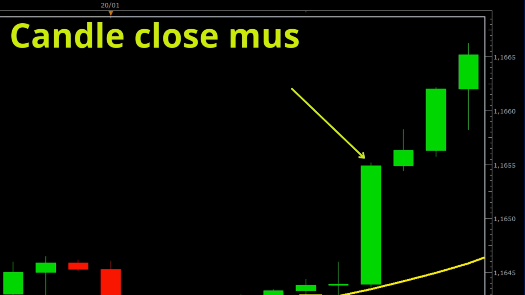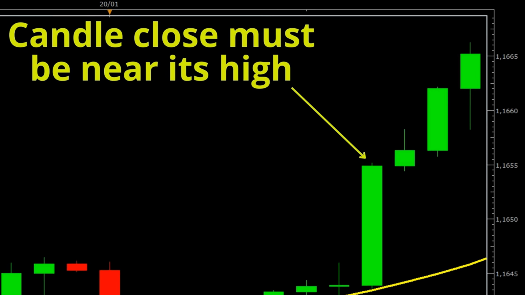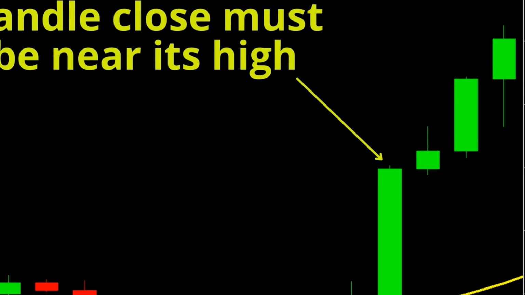Notice the quality of this breakout. The candle closes right near its peak, which is crucial. It confirms that the upward momentum is solid and that the market is ready to trend higher.